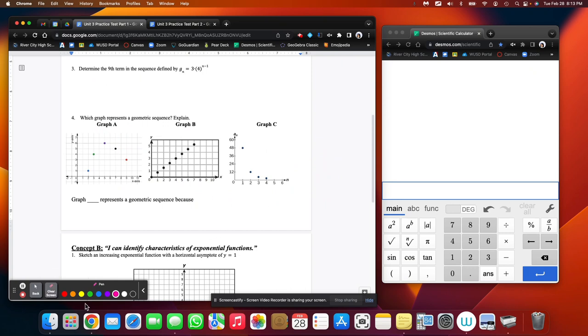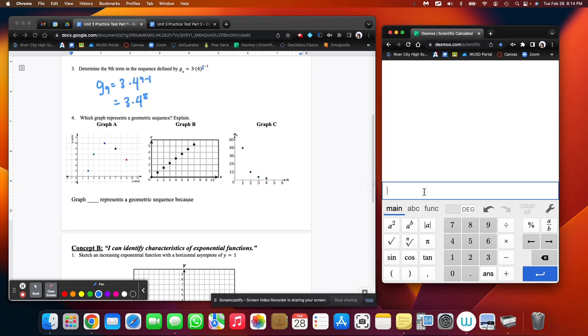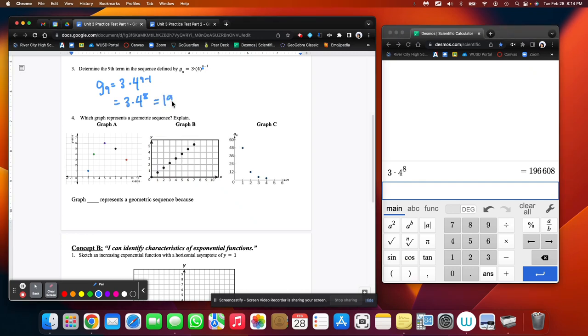All right, so now question 3 says, determine the ninth term in the sequence defined by gn equals 3 times 4 to the n minus 1 power. So we're trying to find the ninth term. So we're going to plug in 9 for n. So it's going to be 3 times 4 to the 9 minus 1 power. So we can simplify this to put it in our calculator. 3 times 4 to the 8th power, since 9 minus 1 is 8. So 3 times 4 to the 8th power, that's going to be 196,608.